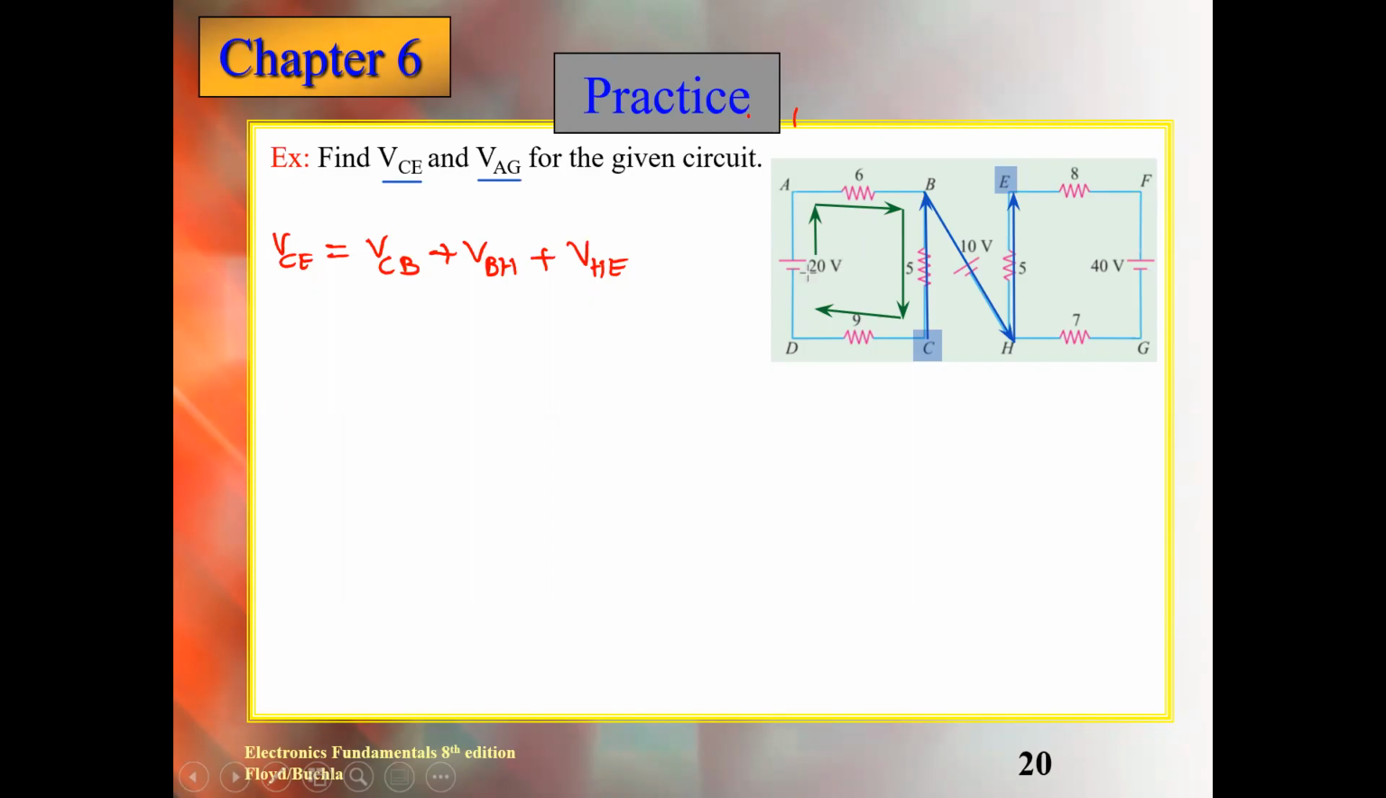Understand? Around 15 minutes to explain this concept. Never say 20 over 6. 20 is the total and 6 is this individual resistor. Understand? So this is a series circuit.